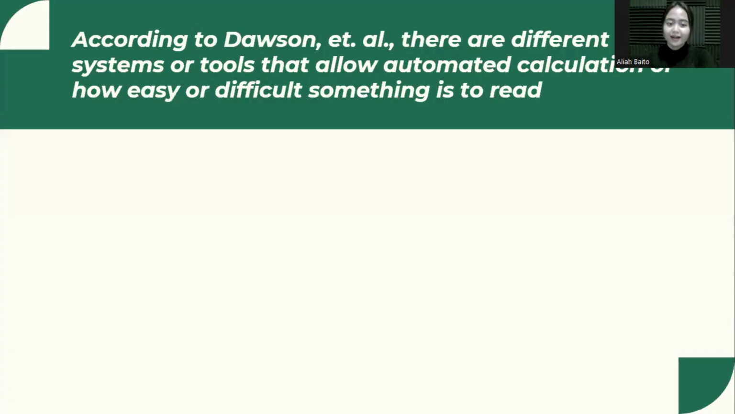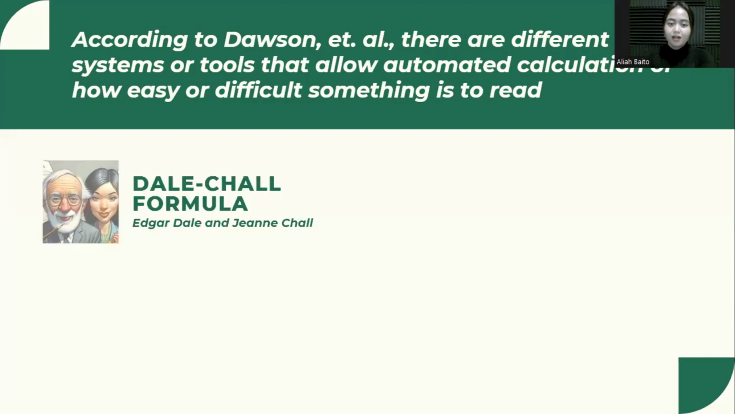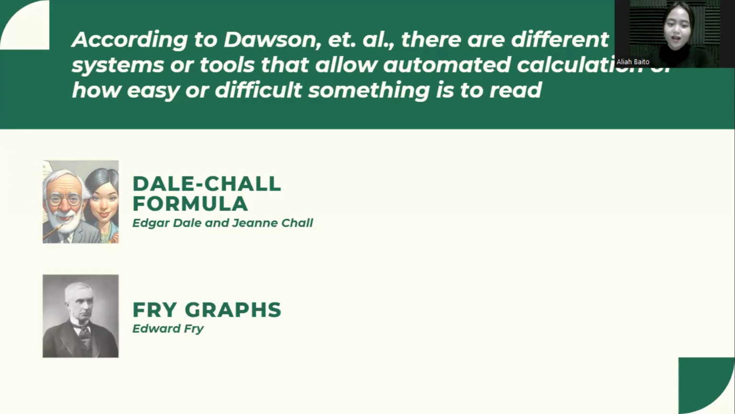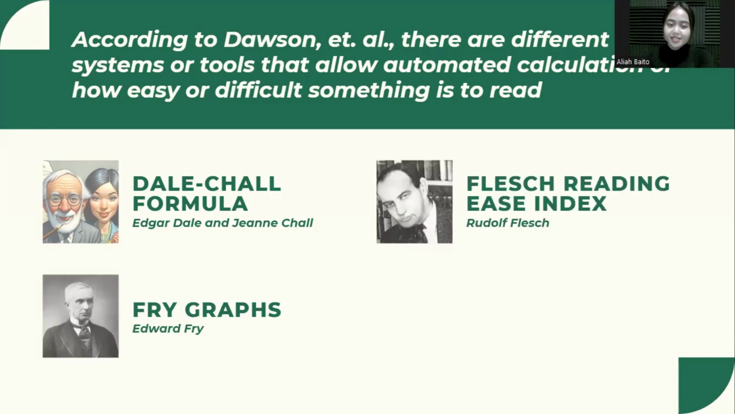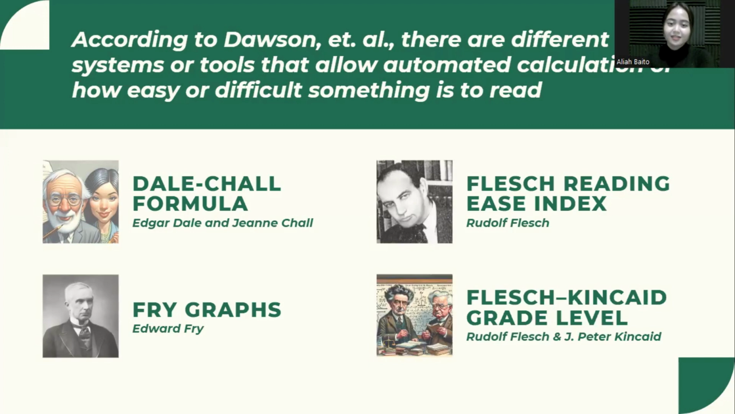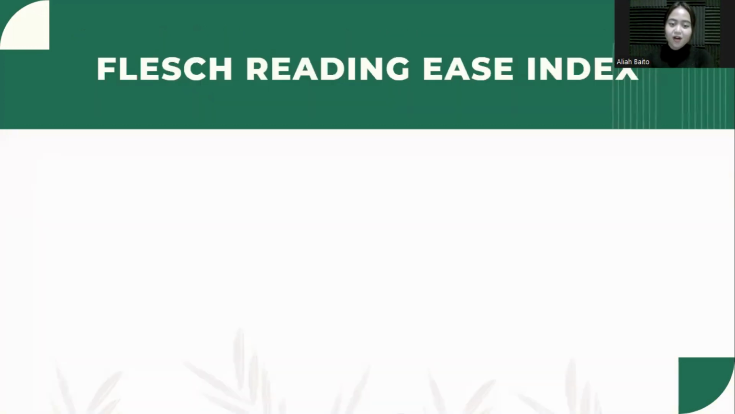According to Dawson et al., there are different systems or tools that allow automated calculation of how easy or difficult something is to read. Some of these are Dale-Chall formula, developed by Edgar Dale and Jeanne Chall, Fry graphs, developed by Edward Fry, Flesch reading ease index, developed by Rudolf Flesch, and Flesch-Kincaid grade level, developed by J. Peter Kincaid and Flesch.